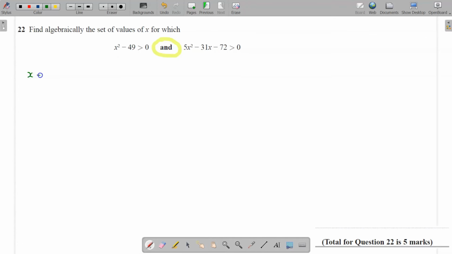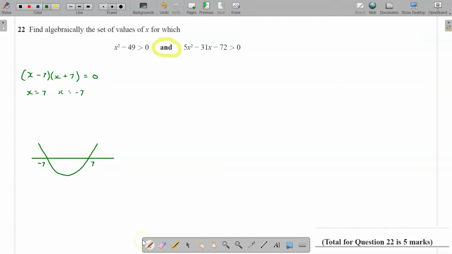Let's do the first one. That's the difference of two squares. x minus 7, x plus 7 equals 0 to find the critical values. So the critical values are x equals 7 and x equals minus 7. We imagine that we have a quadratic plotted on an x-axis. We'll just put the x-axis, and we know the quadratic curve will do something like this. In this case those values are negative 7 and 7.